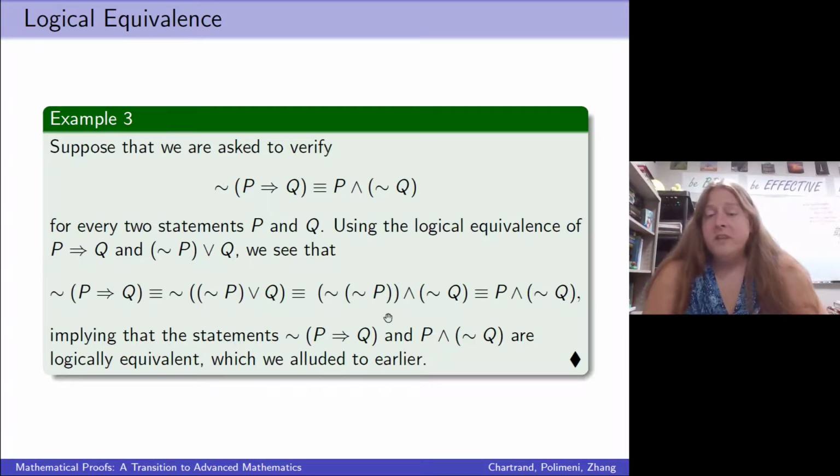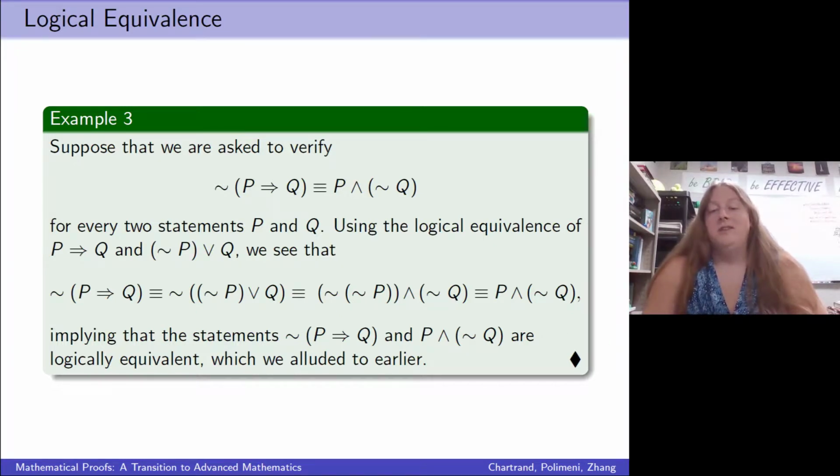So once we've done this properly, then we have not not P. Well, we know by our definition of negation that this is equivalent to P, and we have not Q over there. So P and not Q, and lo and behold, we are exactly where we wanted to be. So now we have a string of logical equivalences, and I can actually omit all of the middle work, that application of De Morgan's law, and I can say that the statements not (P implies Q) and P and not Q are logically equivalent.